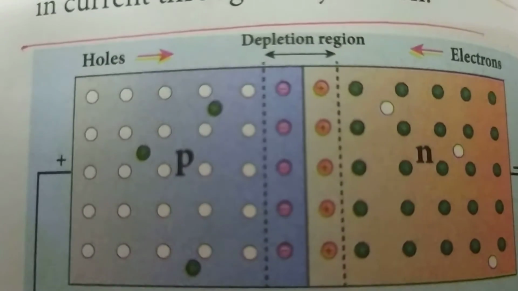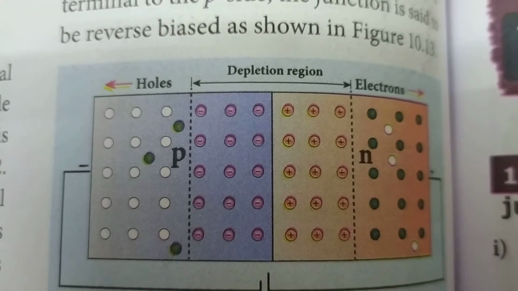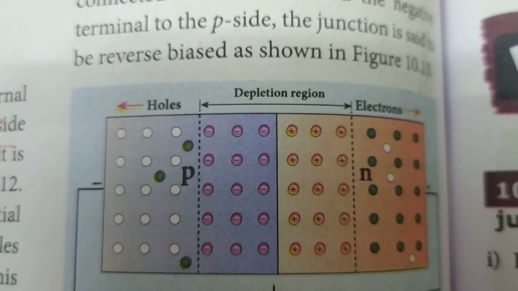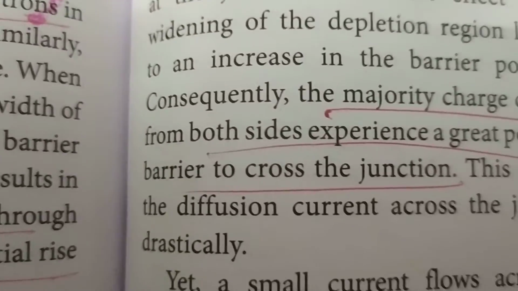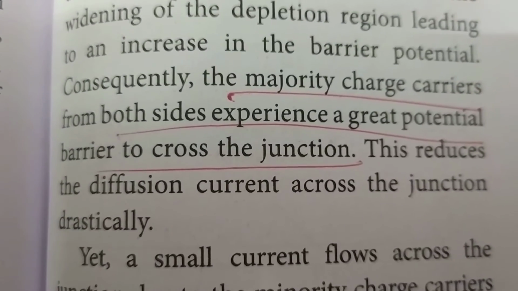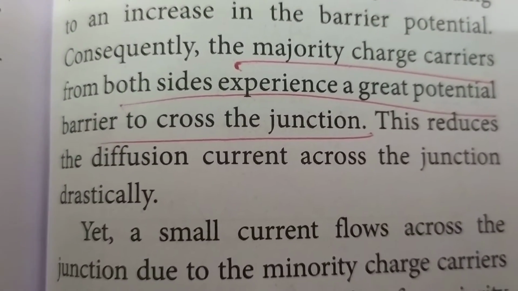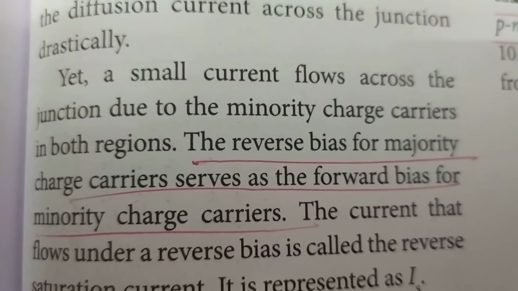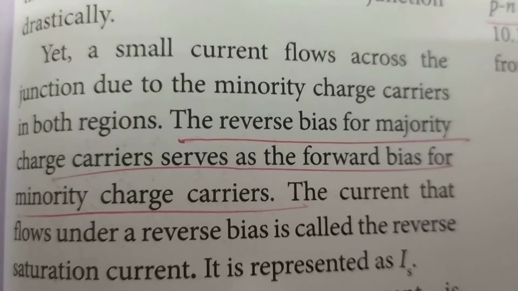When you compare this, here the depletion region is very narrow. Here, when you see the depletion region, it is very large in size. So there will be more blockage in between the p-type and the n-type. The majority charge carriers from both sides experience a great potential barrier across the junction, so only a very small current flows. This small current is also due to the minority charge carriers.